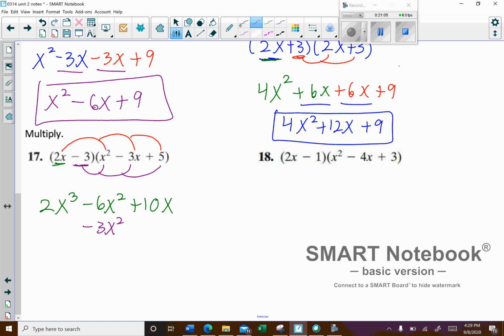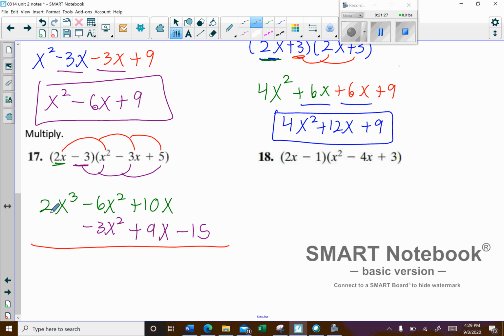Okay, then let's see, negative 3 times a minus 3x, that'll become a plus 9x because I had a negative times a negative, right? Then minus 3 times a plus 5, that'll become a minus 15. And so I don't have a column for that one, so I start a new one. And then what we do is we just combine our like terms vertically.